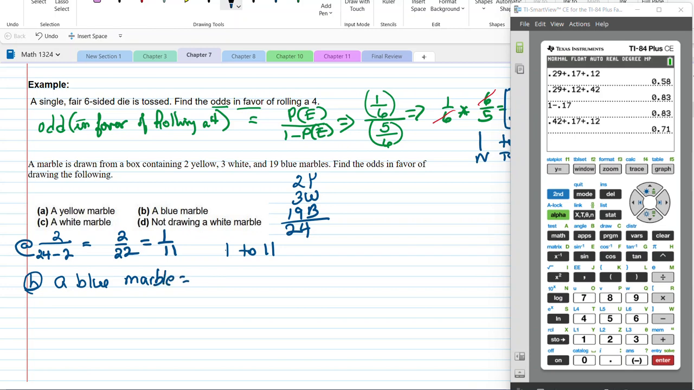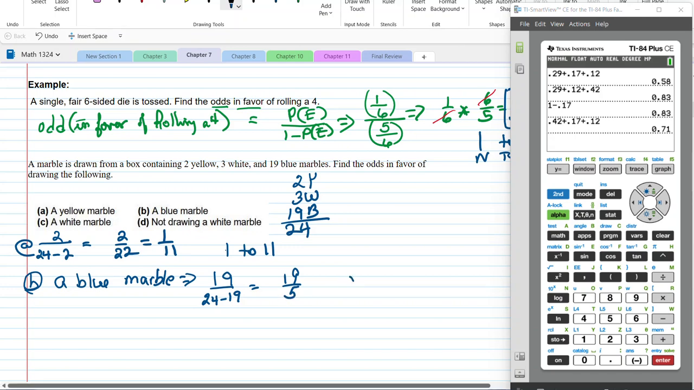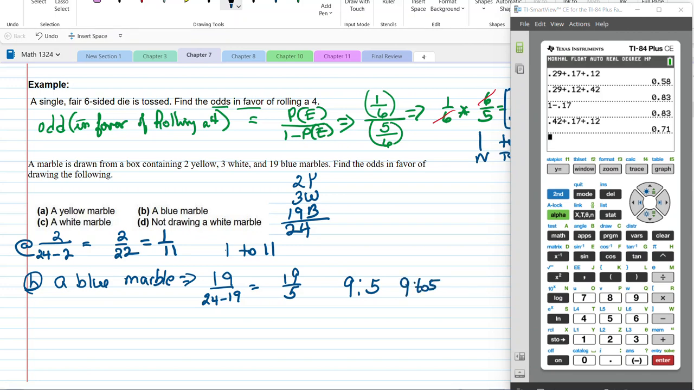A blue marble, there are 19 over 24 minus 19. In this case, if I subtract here, I get a 5. So this is 19 to 5, or 19 to 5, and the other one was as well, 1 to 11.